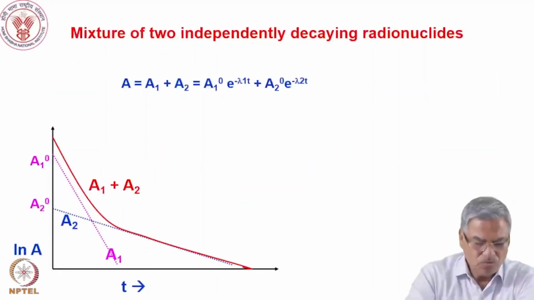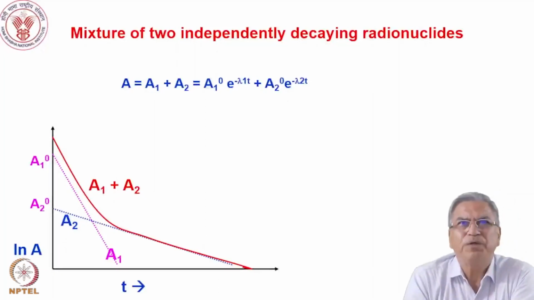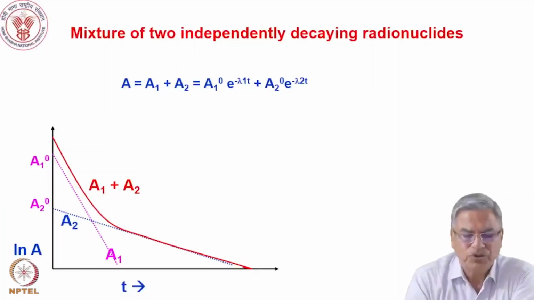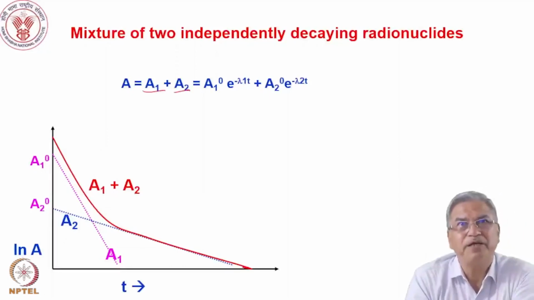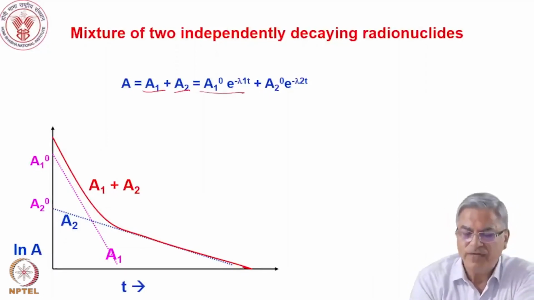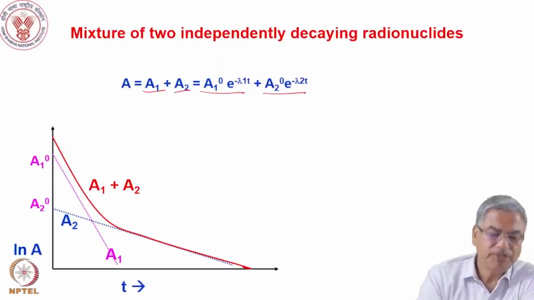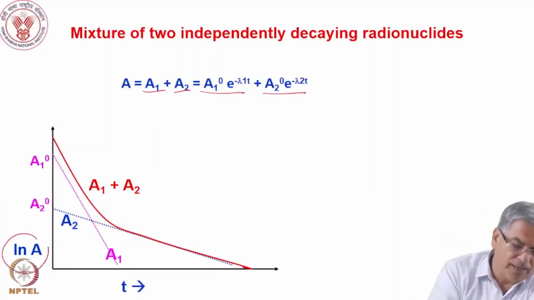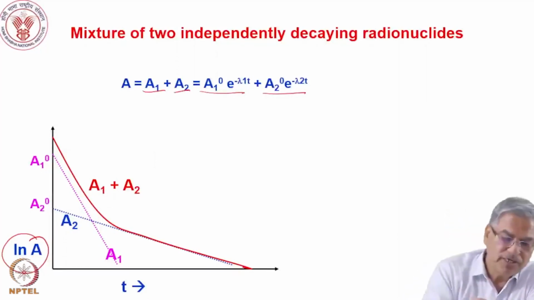Now there will be many situations when you will encounter two independently decaying radioisotopes. A1 and A2 are two isotopes decaying independently of each other. A1 is decaying with its own half-life, A2 is decaying with its own half-life, but it is a mixture of activity. When you plot such an activity on a semilog paper, when I am saying ln A, essentially I am plotting on a semilog paper. You see here, the total activity will be the red line.